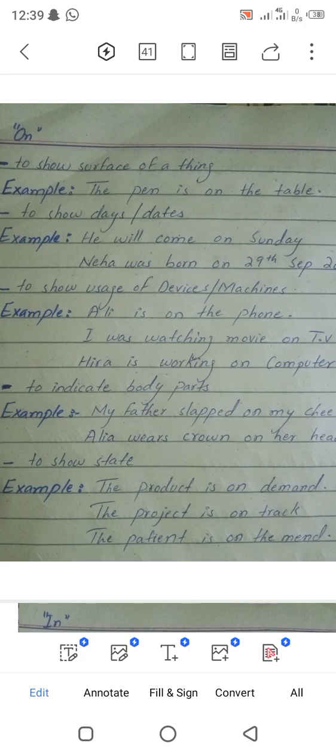Okay. After discussing the introduction of the prepositions, let's talk about the preposition on. And now we will be discussing all the uses relevant to the preposition on. Number one use of the preposition on is to show the surface of a thing.